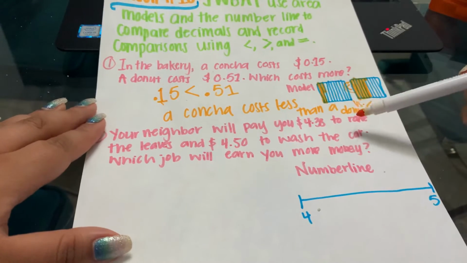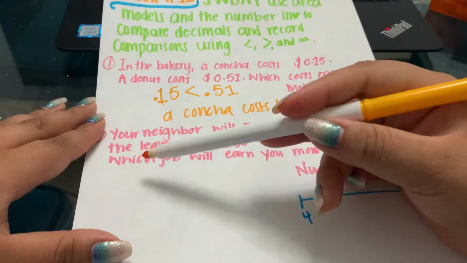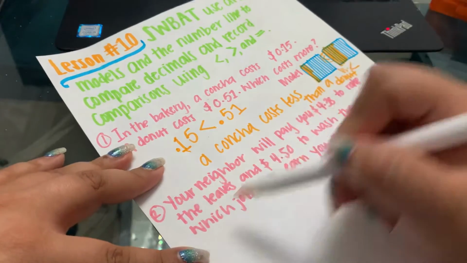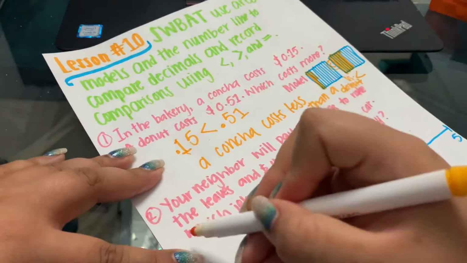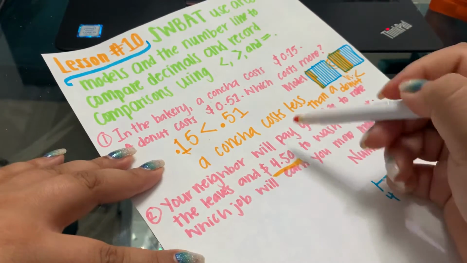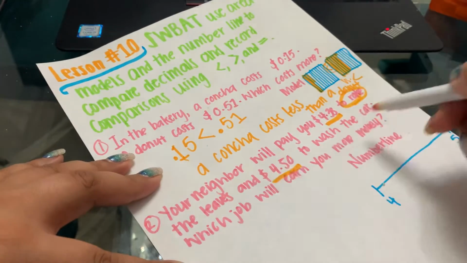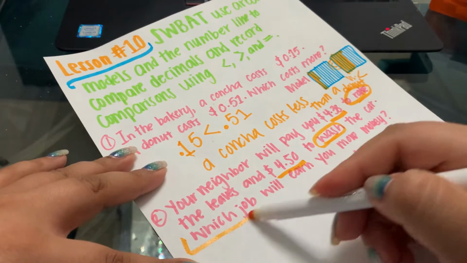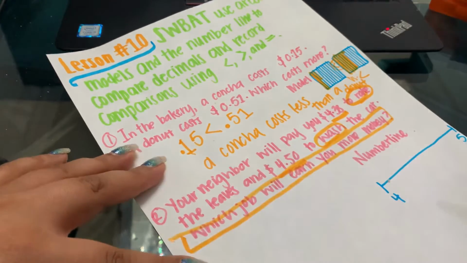All right. And second of all, your neighbor will pay you $4.38 to rake the leaves and $4.50 to wash the car. Now, the big question is, which job will earn you more money? And let me actually annotate this one because I didn't annotate the first one. That wasn't the best practice. $4.38 and $4.50. So I know that this one's to rake, and this one's to wash. And here's my big question, which job will earn me more money? That's what we want to do, make more money.